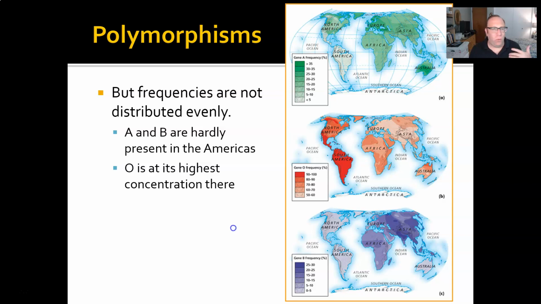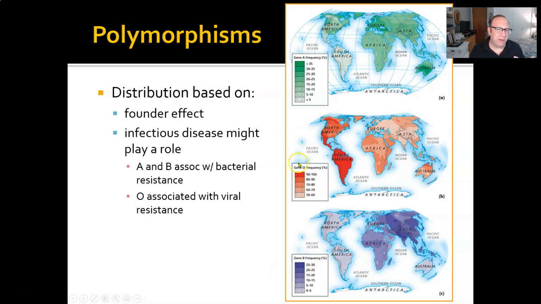There are some theories about why O might be so prevalent in the Americas, and they could be for a couple of reasons that aren't necessarily mutually exclusive. The first is founder effect. There just may have been a disproportionate number of type O individuals in the original populations that first migrated either by coast or across the land bridge across the Bering Sea. That's a very, very good possibility.